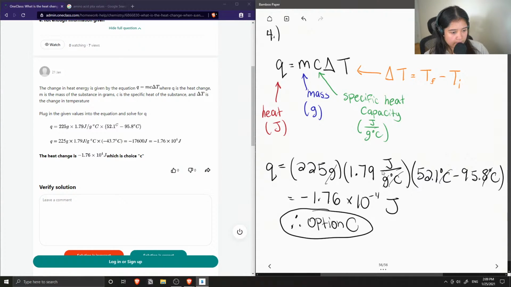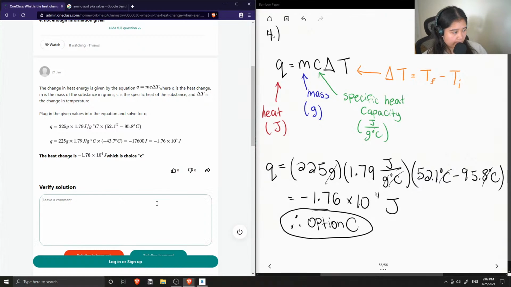Yep. Sorry, I put a negative here. It should be just positive 4. So this solution is correct.